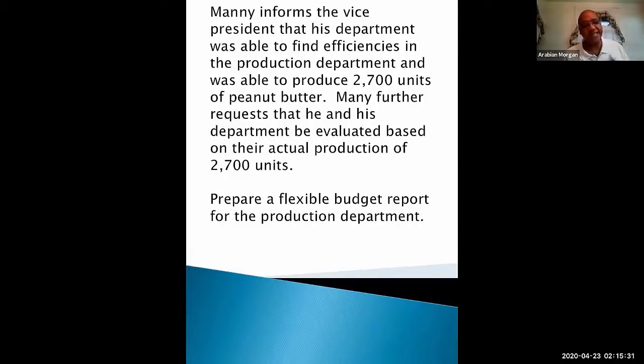And so he's saying, hey, listen, boss, we did things so effectively and efficiently in our department, we actually made 2,700 units of peanut butter. So of course our costs are going to be higher than looking at 2,500 units of production. So my question to you all is, if you were Manny, which of the columns on page 404 do you want to be evaluated against? Is it the 2,500 unit column, 2,600, 2,700, or 2,800 unit column? Which would you prefer?